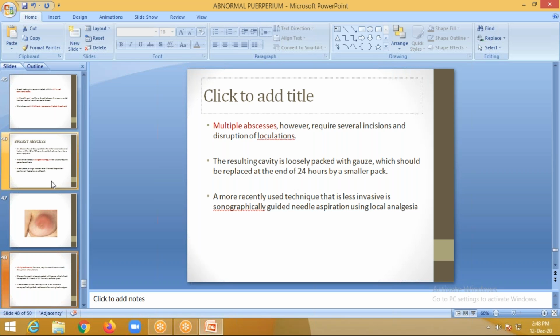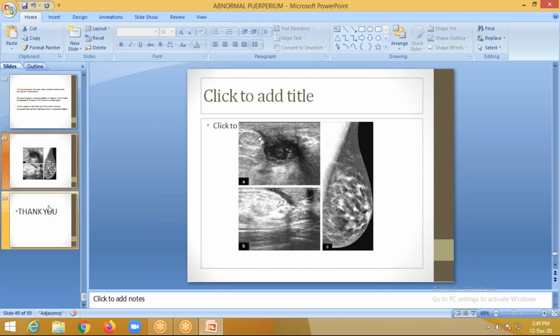The cavity is loosely packed with gauze, which should be replaced at the end of 24 hours by smaller packs. A more recently used technique is less invasive: sonographically guided needle aspiration using local anesthesia. So we routinely drain the abscess with an incision under general anesthesia, but with this newer technique, sonographically guided needle aspiration, we can drain out the abscess. This is the treatment for breast abscess. So this is an ultrasound showing abscess formation.